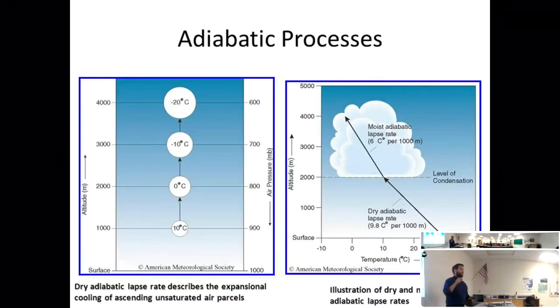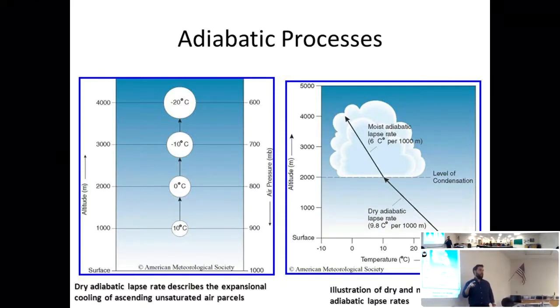Now, lapse rates come in three flavors, okay? What's a lapse rate again? The change in temperature with the change in altitude. Okay, they come in three flavors. The first two flavors are the Waller and the Dollar. W-A-L-R, Waller, and the Dollar is D-A-L-R. Okay, what that means is the wet adiabatic lapse rate and the dry adiabatic lapse rate.